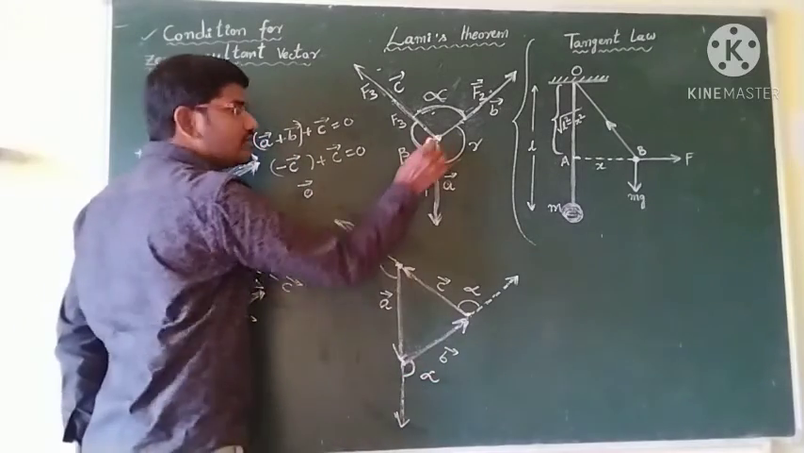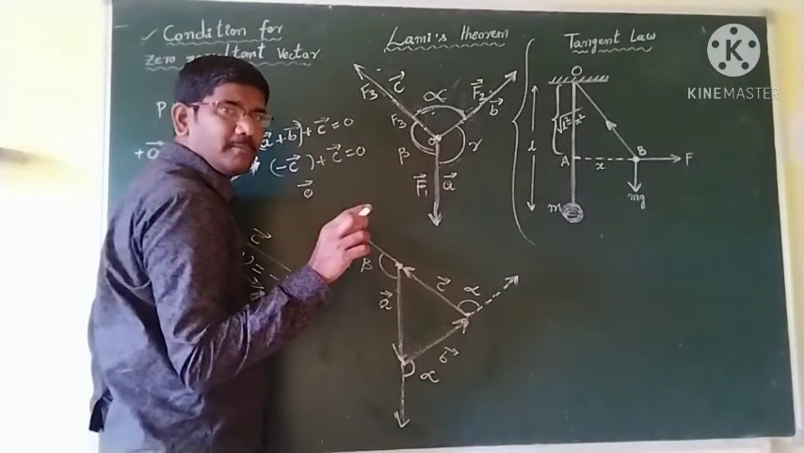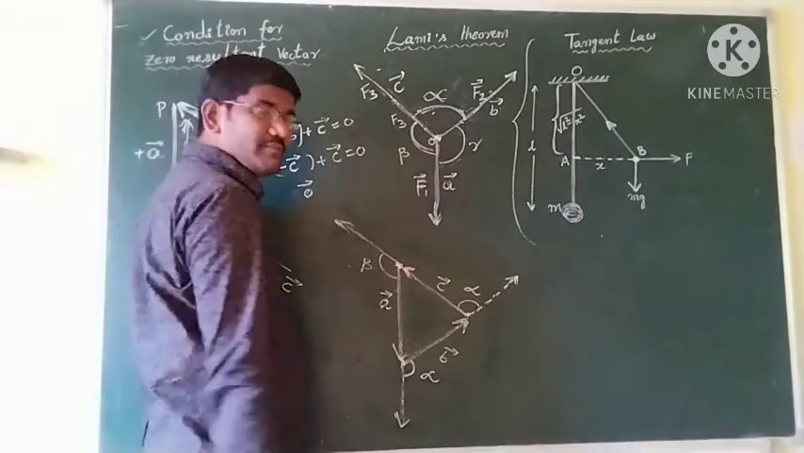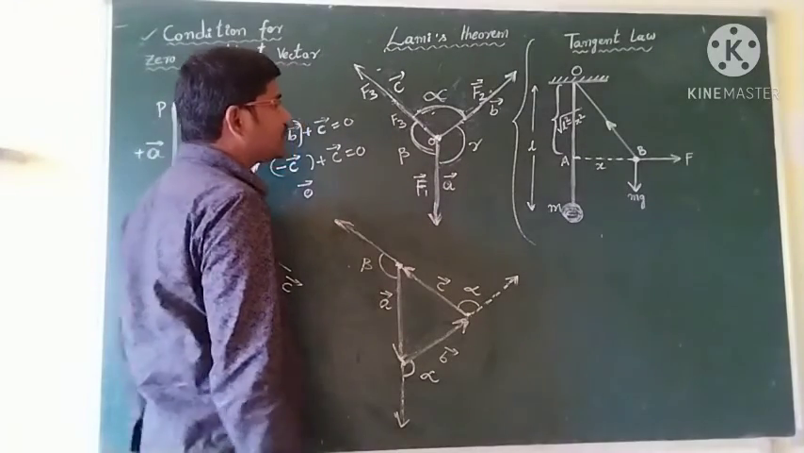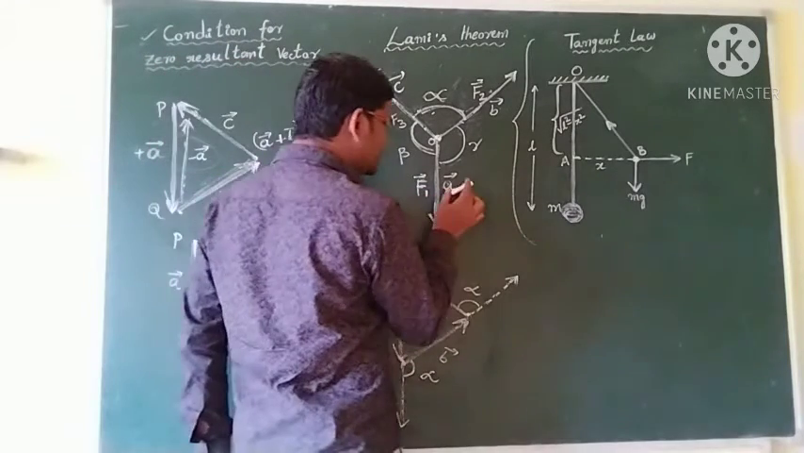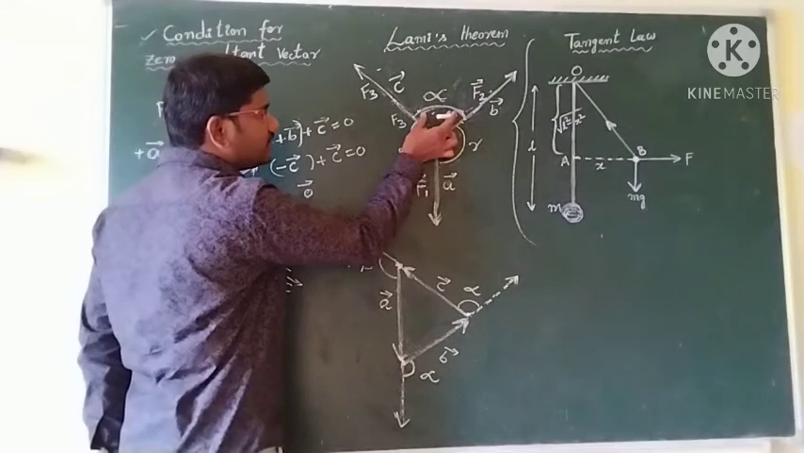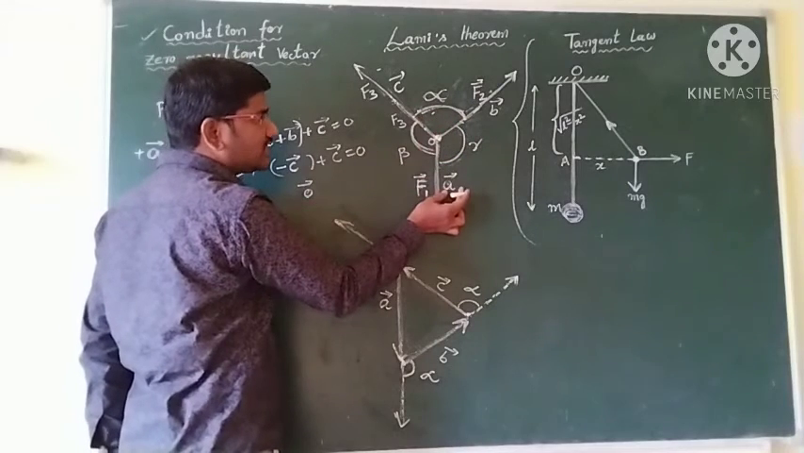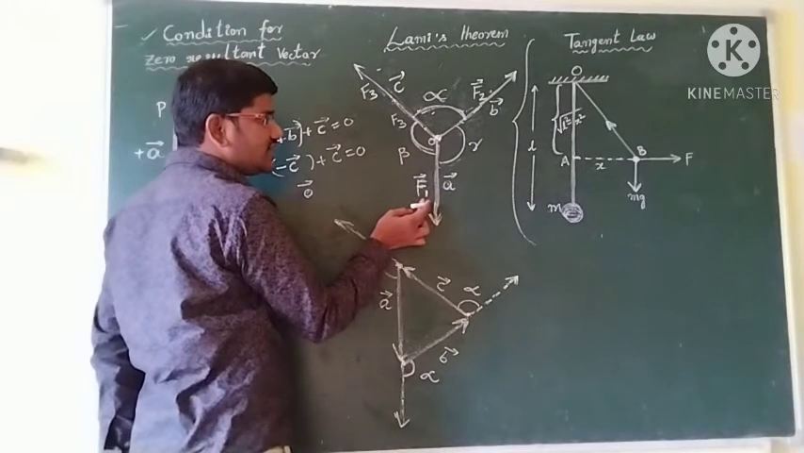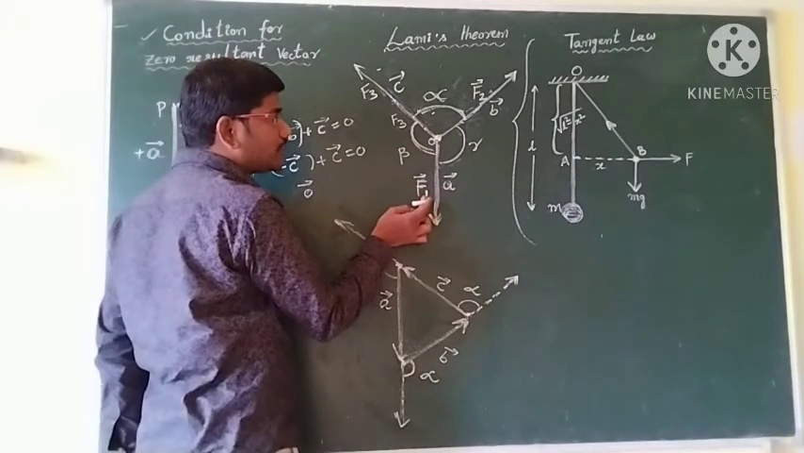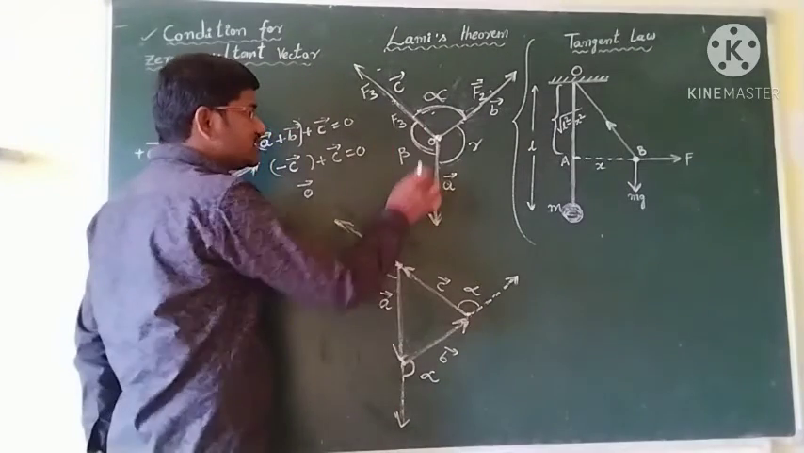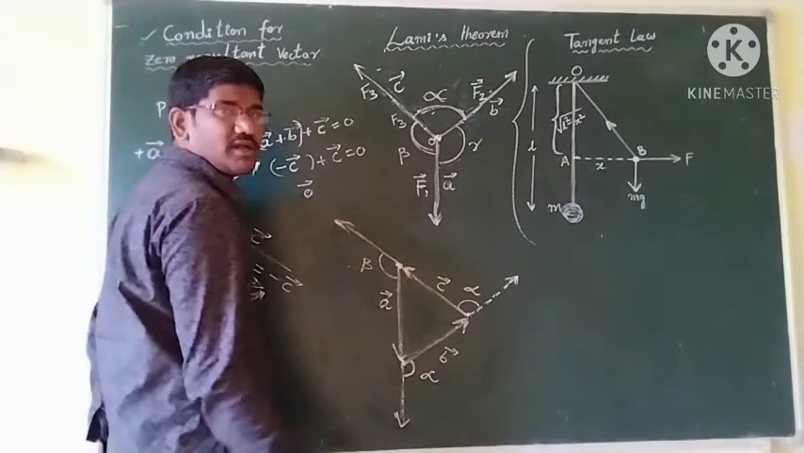If three forces act on a particle and keep the particle at rest, then Lami's theorem statement we can write like this. Each force, or each vector, is directly proportional to the sine of the angle between the other two forces. A is directly proportional to sine alpha, and similarly each force is proportional to the sine of the angle between the other two forces, which means the ratio remains constant.